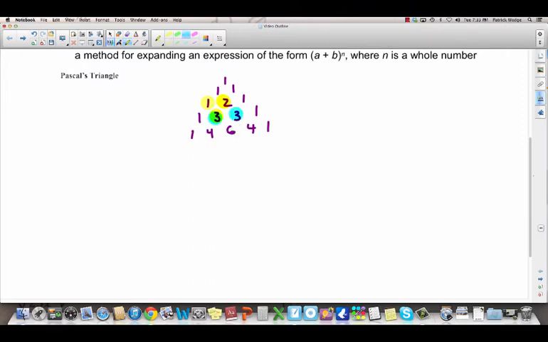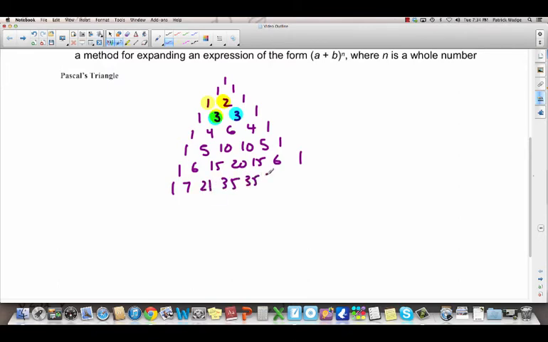So let's do a couple more rows to make sure you got it. Always start with a 1. This term right here will be 1 plus 4 is 5, 4 plus 6 is 10, 6 plus 4 is 10, 4 plus 1 is 5, and we end with a 1. Always start and end with a 1. I'll do 2 more, I think. 1, 6, 15, 20, 15, 6, 1, 1, 7, 21, 35, 35, 21, 7, 1.